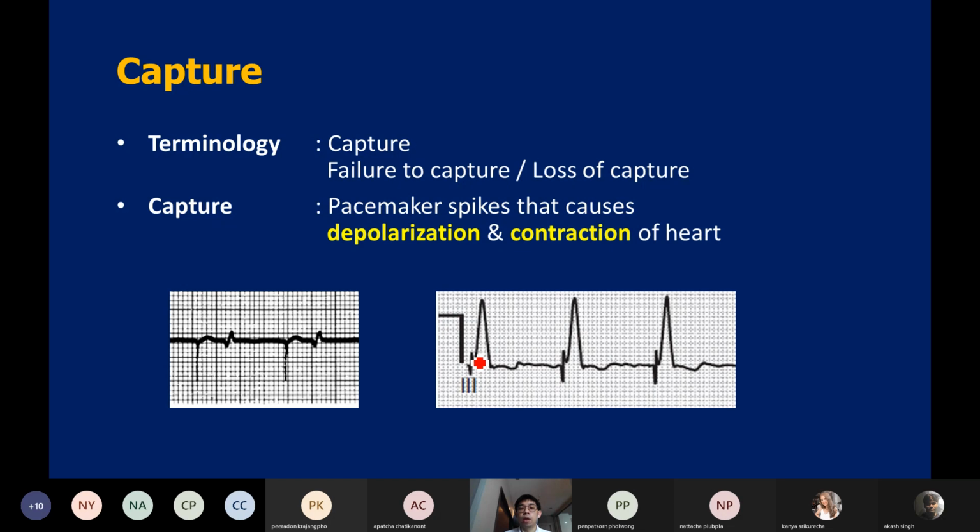If the pacemaker does not capture, it is called failure to capture or loss of capture. We could observe this phenomenon on the ECG. This is the ECG of a pacemaker that has successfully captured the myocardium. You can see that there is a pacing spike in front of the QRS. Every pacing spike has a QRS following it, and also in atrial pacing, there's a pacing spike and a P wave following the pacing.